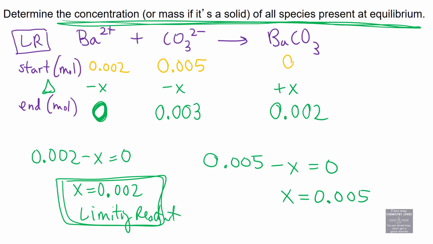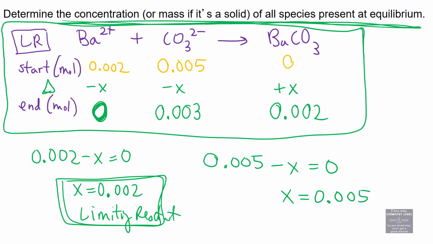This is not an equilibrium table. This is a limiting reactant table. This tells us the instant you pour those two solutions together, a precipitation starts to happen, and we create some barium carbonate as this precipitation happens. And as the reaction is happening, we deplete all of the barium 2+ in solution.